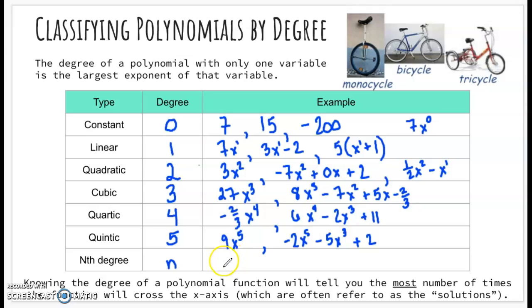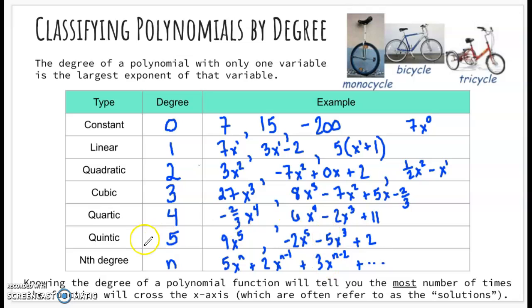So you can basically keep going. You can have any degree polynomial that you want. You could have a 100th degree polynomial. You could have a 1,000,000th degree polynomial. So this is basically just anything raised to the nth power, plus 2x to the n minus 1 plus 3x to the n minus 2, and so on.